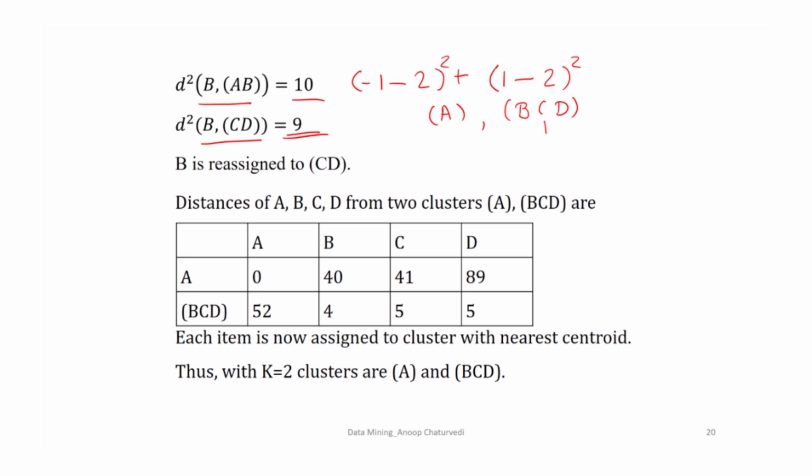So, you observe that each item is now assigned to cluster with nearest centroid. Of course, 4 is lower than 40. So, B is closer to BCD than to A. Similarly, 5 is lower than 41. So, C is now closer to BCD than to A. Similarly, D is closer to BCD than to A. So, for k equal to 2, these are the two clusters. So, this is the final assignment.